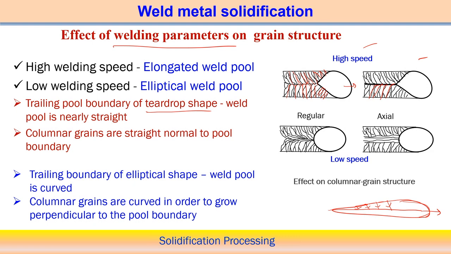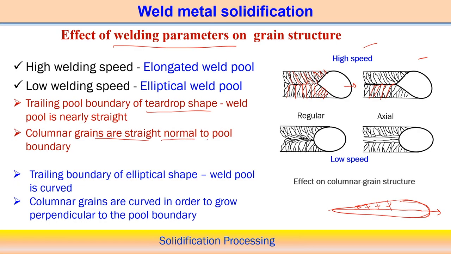But very close to the center line, the temperature gradient actually reduces. When there is a low welding speed, the steepest, maximum temperature gradient near the boundary, up to a certain zone, is almost constant, and up to that point it creates dendritic arms that are almost straight. But near the center, at the point where the temperature gradient becomes lower, it will try to produce a structure close to equiaxed.